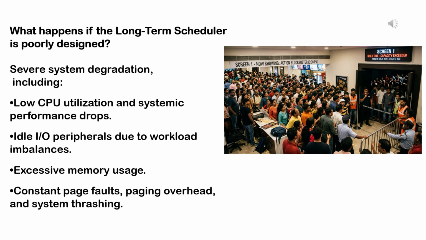If it loads too many processes into memory, RAM becomes overloaded. This increases paging activity and may even cause thrashing, where the system spends more time moving data between RAM and disk than executing actual programs. On the other hand, if too few processes are admitted, the CPU remains idle because there isn't enough work available. The scheduler must therefore maintain the right balance between available memory and active processes. This balance is one of the key responsibilities of the long-term scheduler.